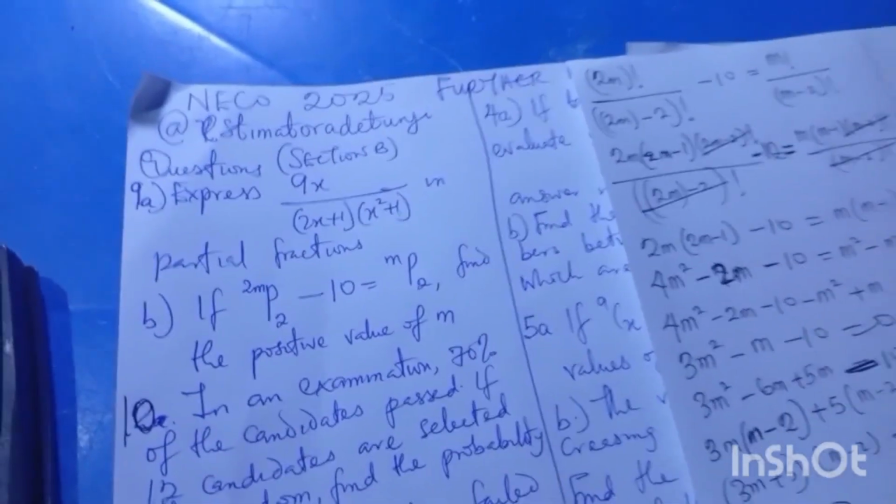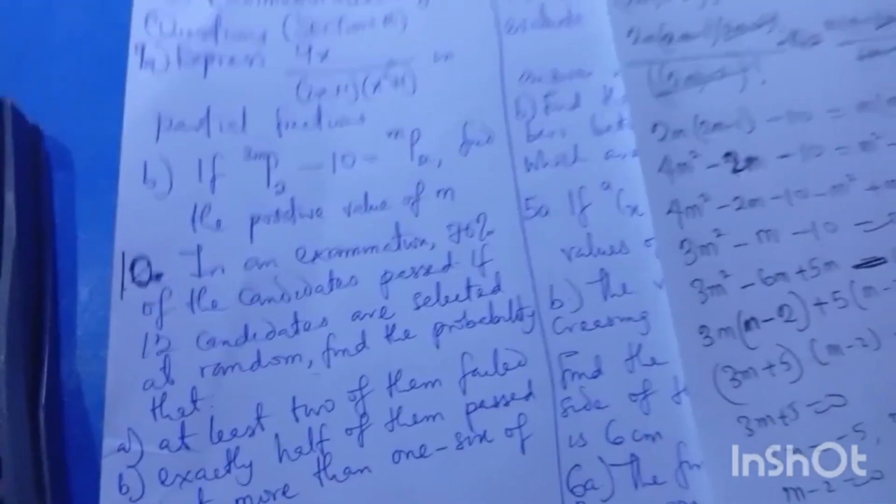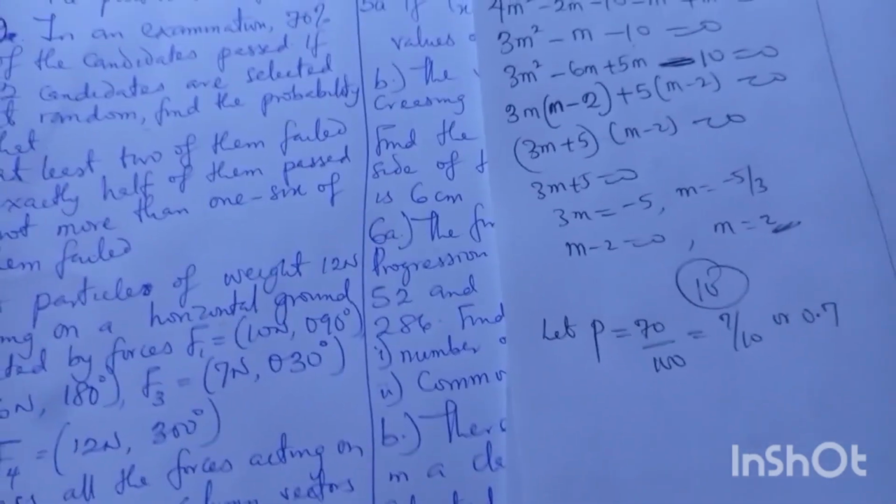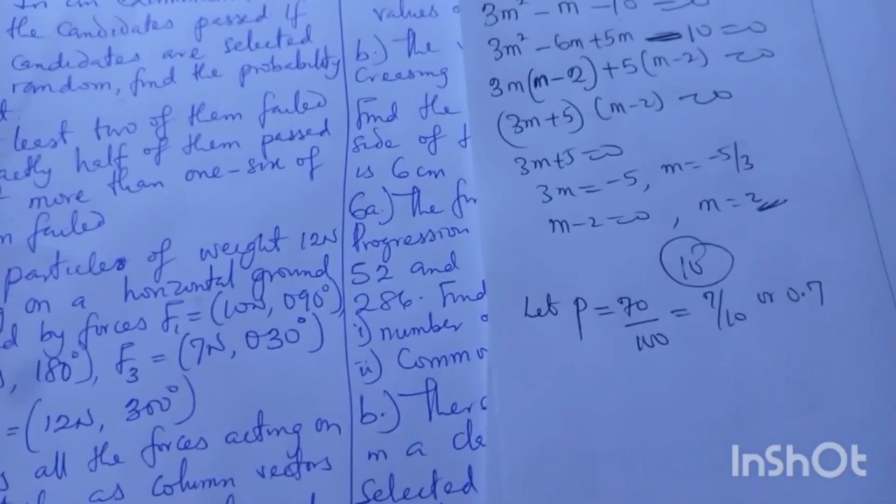Pick up your book and pen, and we are doing it together. We are dealing with NECO 2025 mathematics, question section B. We have solved number 9. We are dealing with number 10. If you have missed number 1 to number 9, please check our playlist to watch those videos.